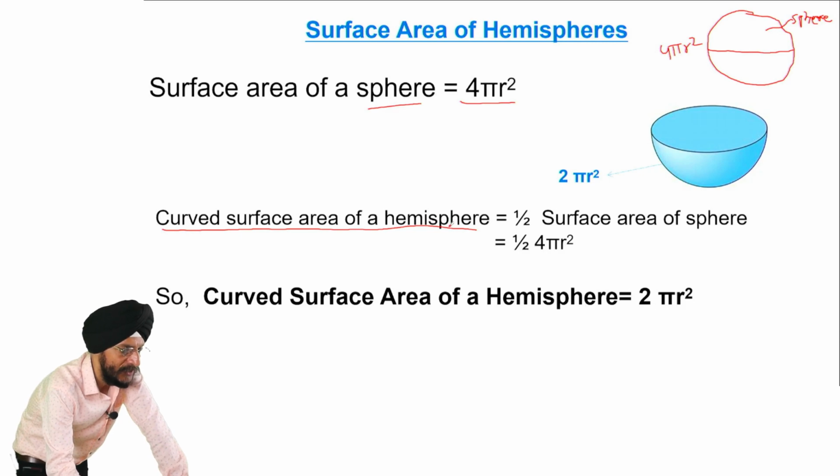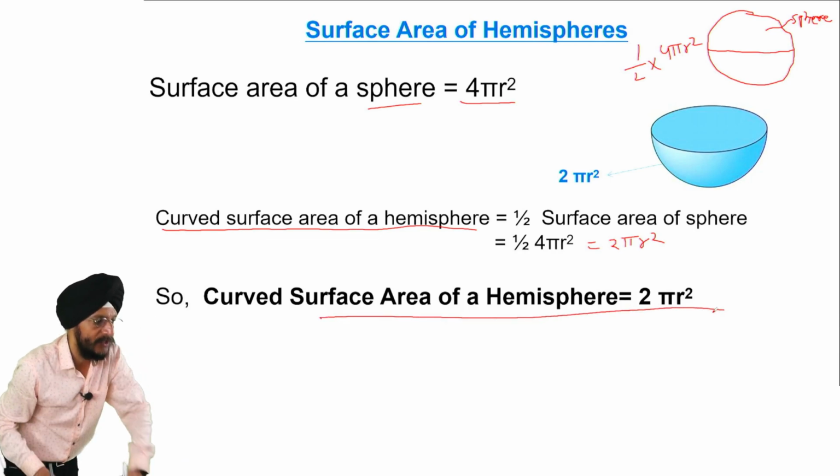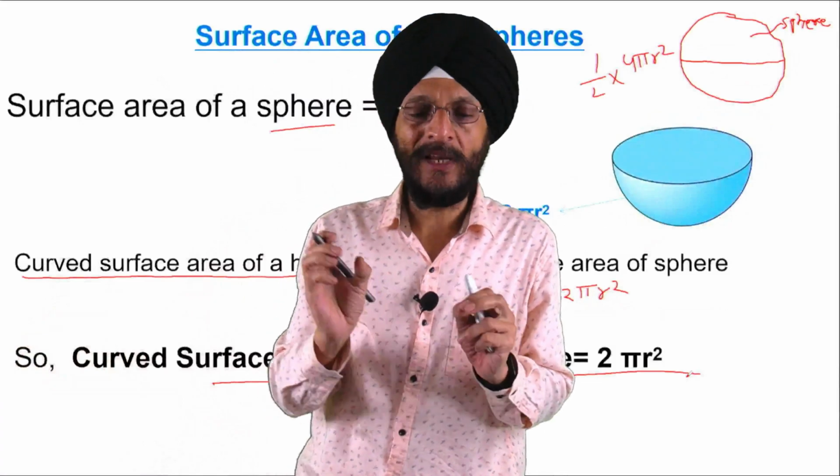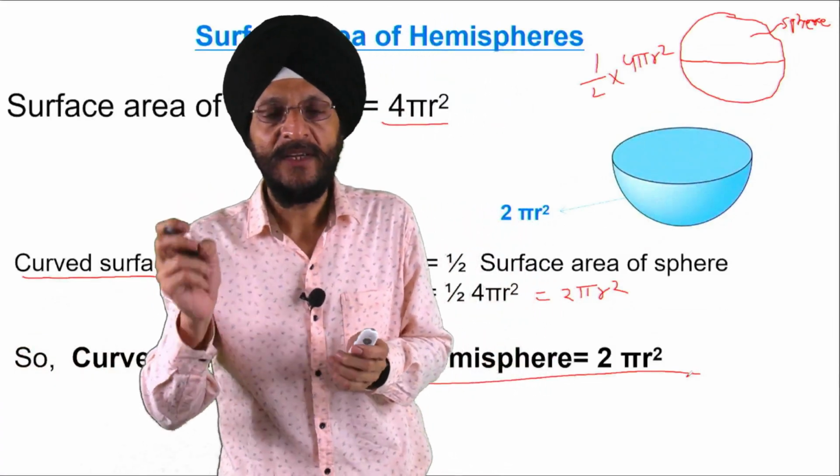Curved surface area of the hemisphere will naturally be half of 4 pi r square. So, curved surface area of hemisphere is equal to half of surface area of sphere, which is equal to 2 pi r square. So, we have to use 2 pi r square when we are to calculate the curved surface area of a hemisphere.